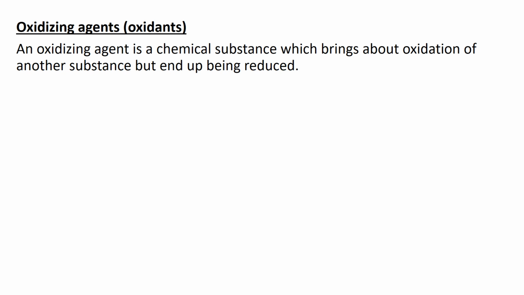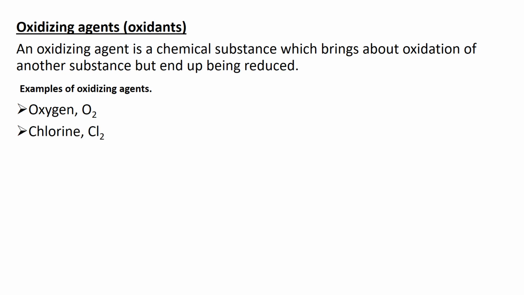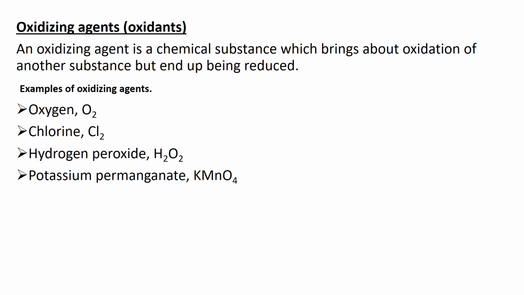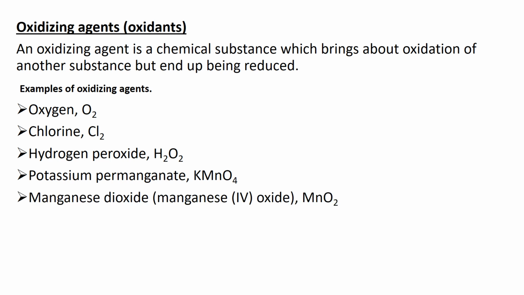So the oxidizing agent is going to make sure that something is oxidized, but in the process, it's going to be reduced. So examples of oxidizing agents are oxygen, chlorine, hydrogen peroxide, potassium permanganate, manganese dioxide, and concentrated sulfuric acid. So as you are studying metals and non-metals, you are going to appreciate why these substances are used to prepare some non-metals. Okay.